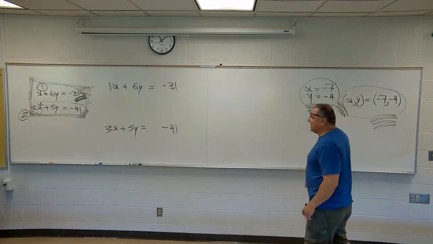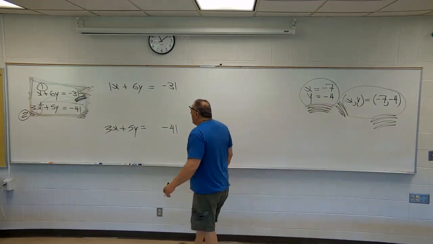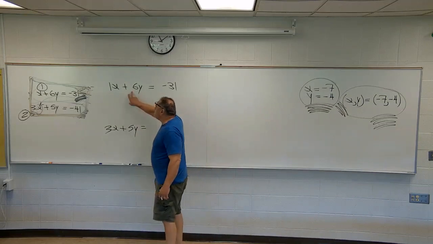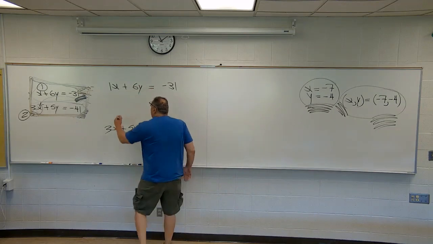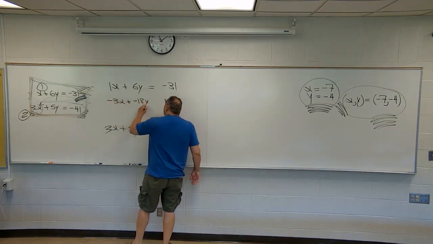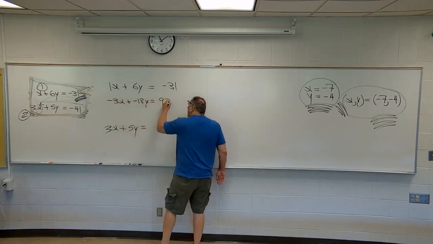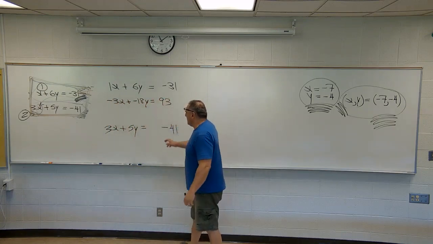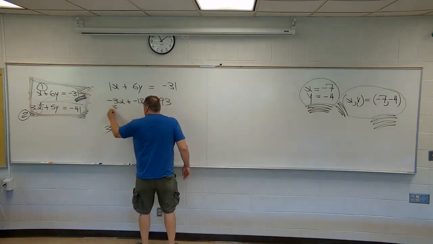I've separated them for a reason. You'll see what I'm about to do. I'm going to take the top equation and multiply by -3 on both sides of the equation. And I end up getting this. Then I'm going to take this guy and leave him alone.